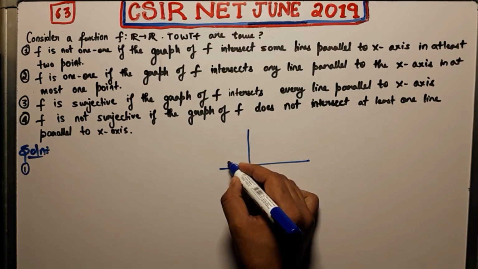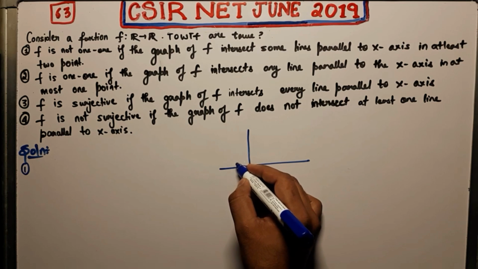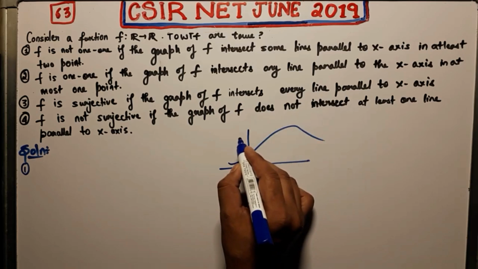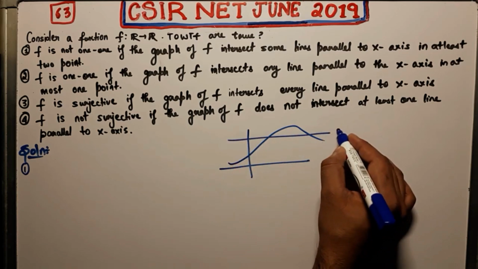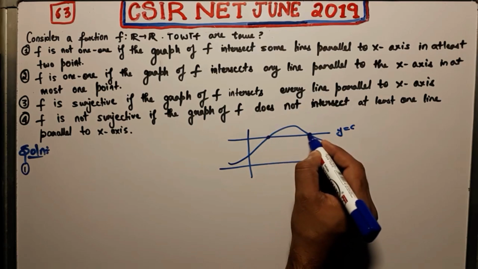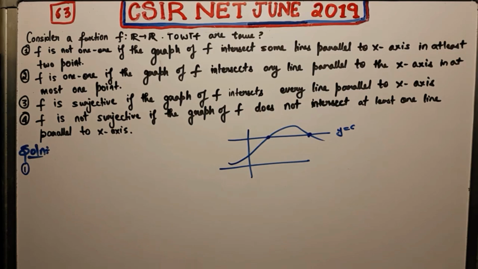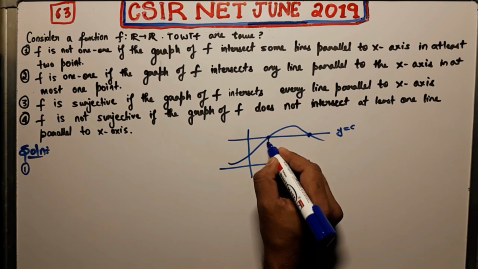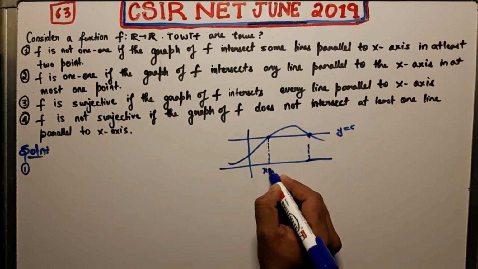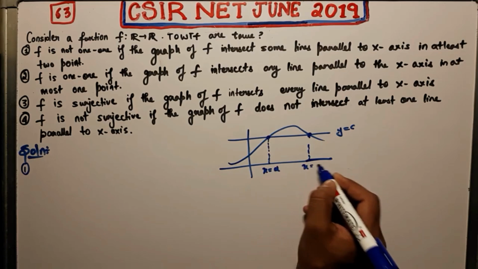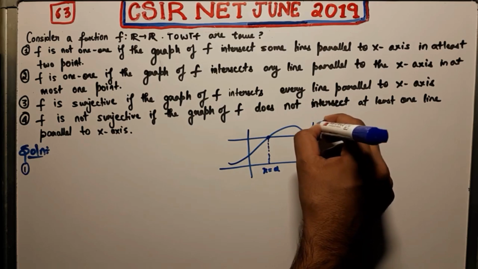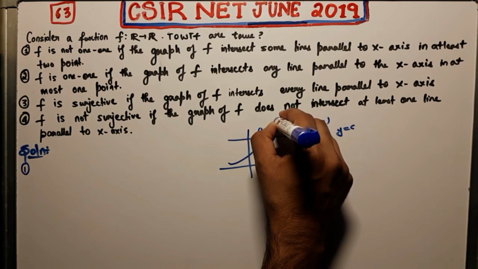It says if your graph is intersected by a line parallel to x-axis at least 2 points, so let us say this is your graph and you take a line parallel to x-axis, let us say this is line y is equal to c, so it intersects the graph of f at least twice. That means let us say this point is x is equal to a and this point is x is equal to b. So this coordinate will be b comma c and this coordinate will be a comma c.